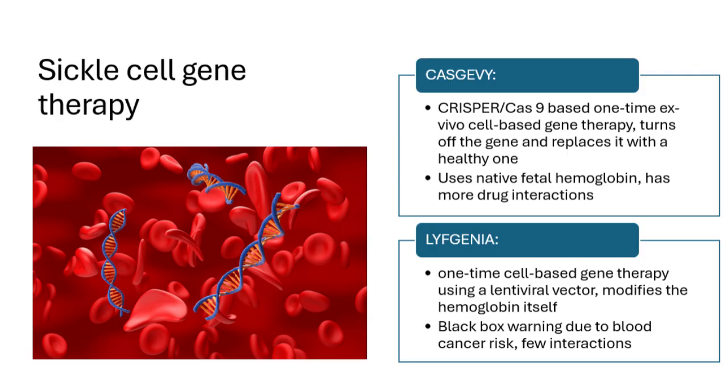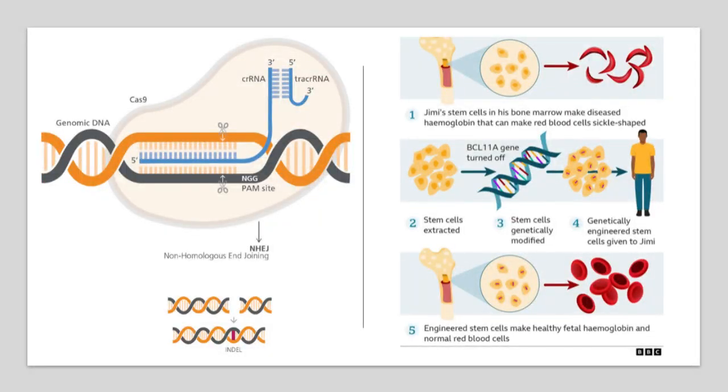So here is an infographic on Casgevy and the mechanism of action for the therapy. Stem cells will be extracted from the patient's bone marrow and brought to a lab where it will be altered. CRISPR-Cas9 will be used to edit the BCL11A gene, which is the faulty gene, so that it then can work correctly. These cells will then be put back into the patient where they can make healthy fetal hemoglobin cells.